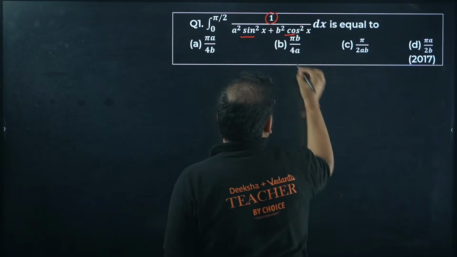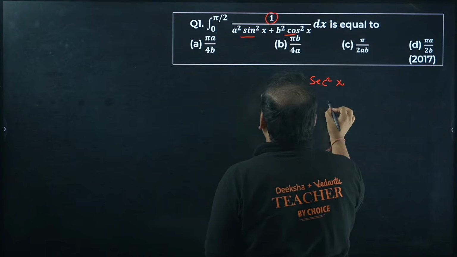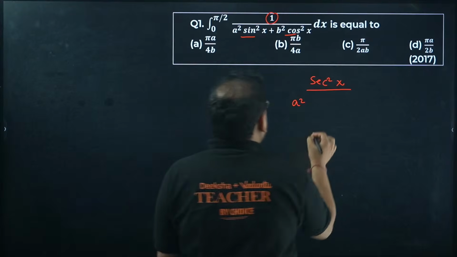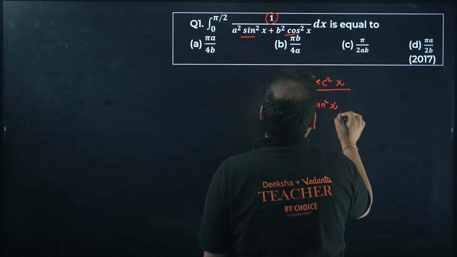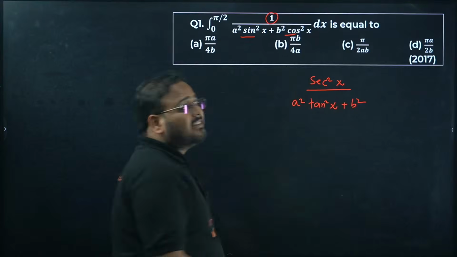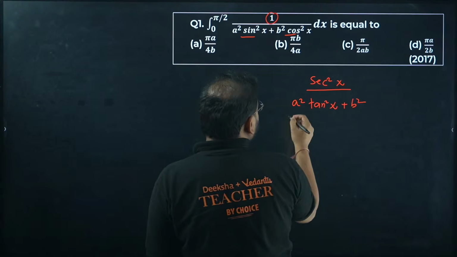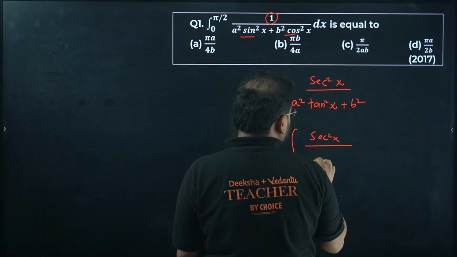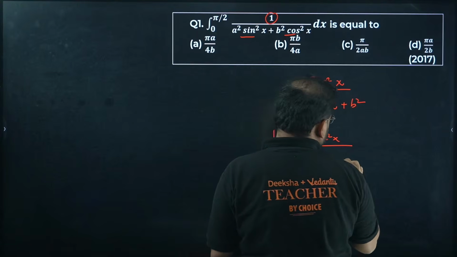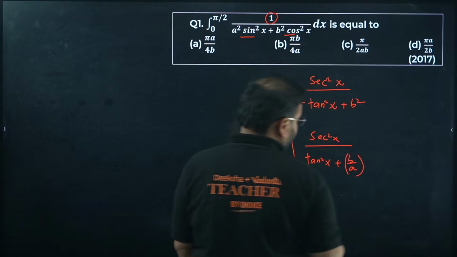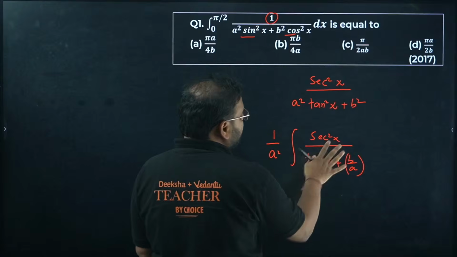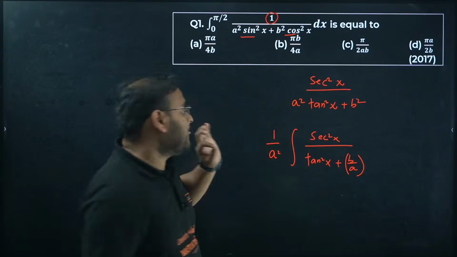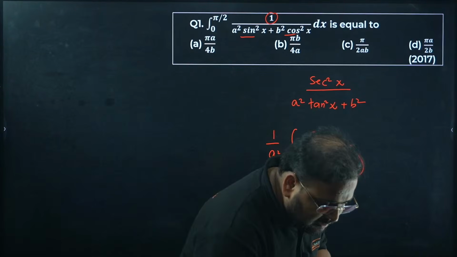1 by cos square will become secant square x. Over here we'll have a square. Sine square by cos square will become tan square x, and this will be simply b square, because you already divided with cos square. Now take a square common. If you do that, you will have secant square x divided by tan square x plus b by a. This much step is important. If you understand, you can write this step directly as your first step. We have to be quick in our process of getting the answer.